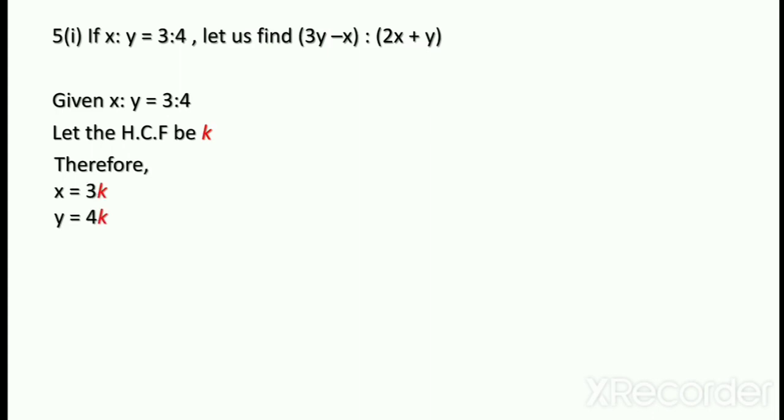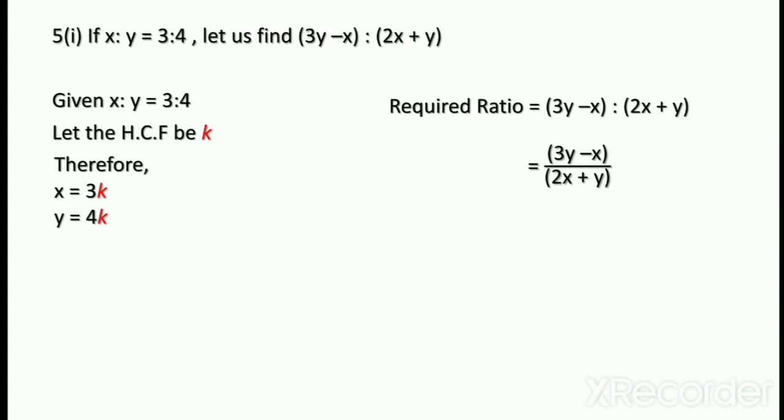The concept behind this was discussed in lesson 1. Now we know the value of x and we know the value of y. So the question tells us to find 3y minus x is to 2x plus y. We can first write that in the form of a fraction. And now we replace the values. We know the value of x and we know the value of y. So you see we have replaced the values here. 3 into 4k minus 3k and 2 into 3k plus 4k.